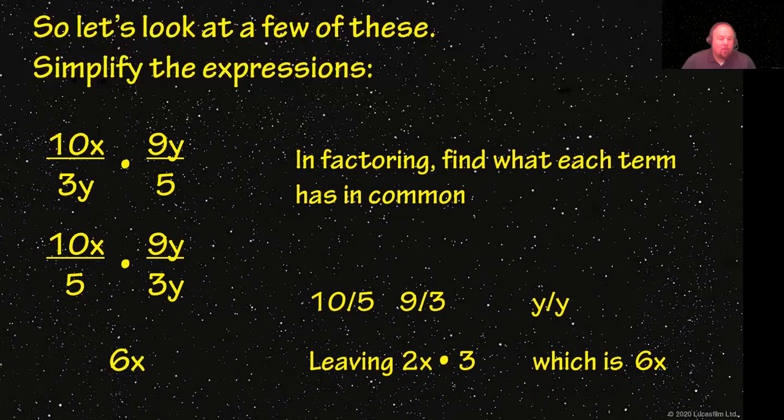I just do one part, and that gave me the 2x. I do the second part, 9y divided by 3y, which leaves me with 3. And when I multiply those together, that's what gives me 6x.